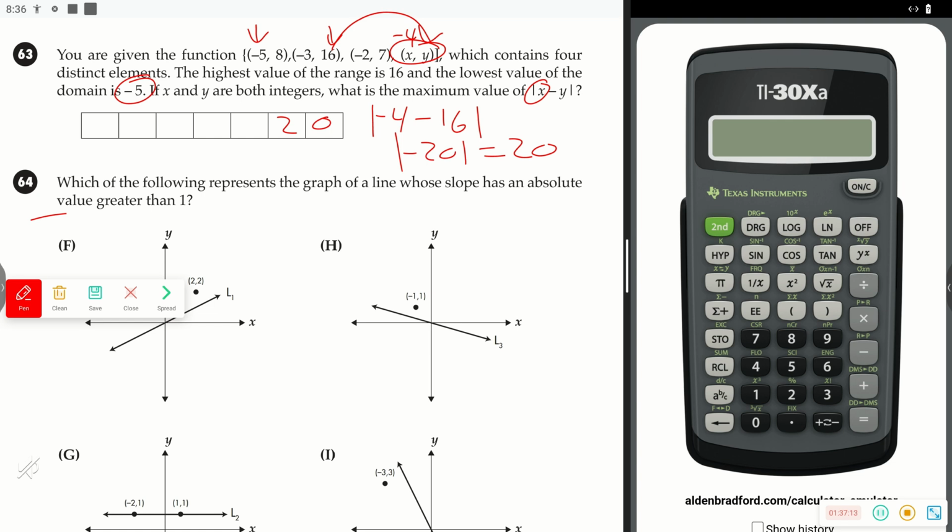That one was a little bit tricky. Some people might have just done -5 minus 16, which would have been 21, but that's not what they were looking for because they wanted you to pick new values. And honestly, it was a little bit confusing, but that's how you do it.